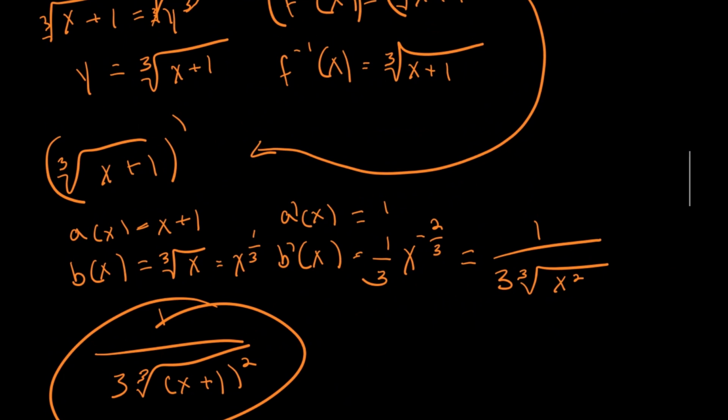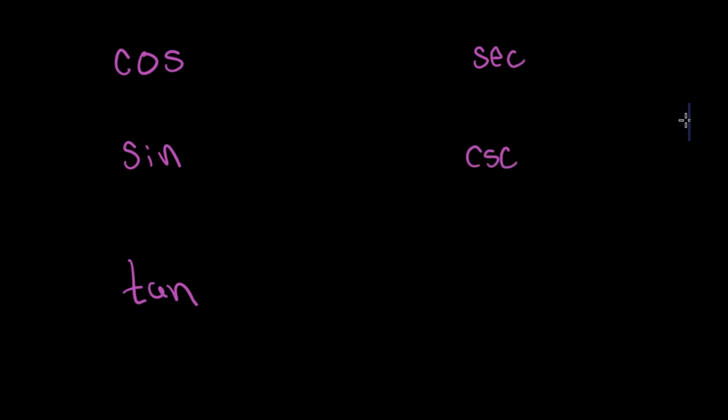Okay, let's do one last example. But with this example, I want you to get familiar with your derivatives of your inverse trigonometric functions. So with our trigonometric functions, we have cosine, sine, tangent, secant, cosecant, and then cotangent. However, we're dealing with the inverse, so we're going to understand it by just inverse.